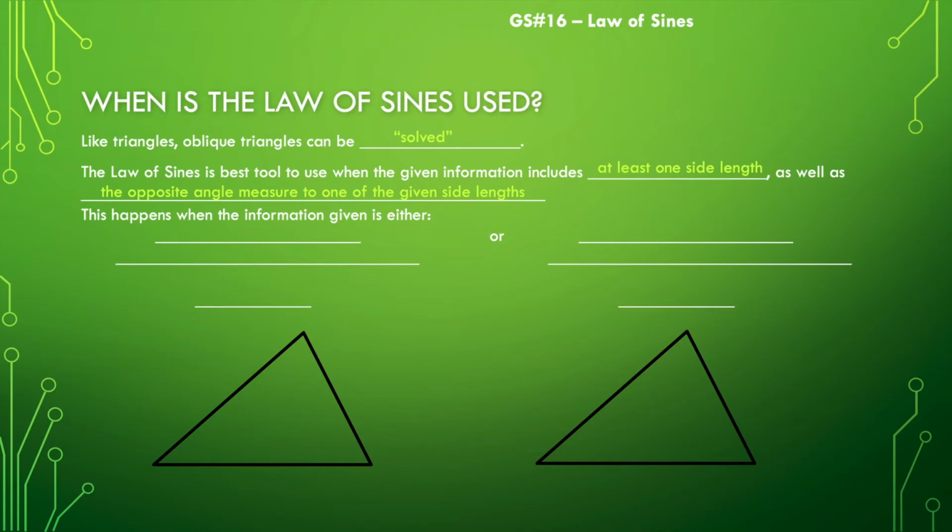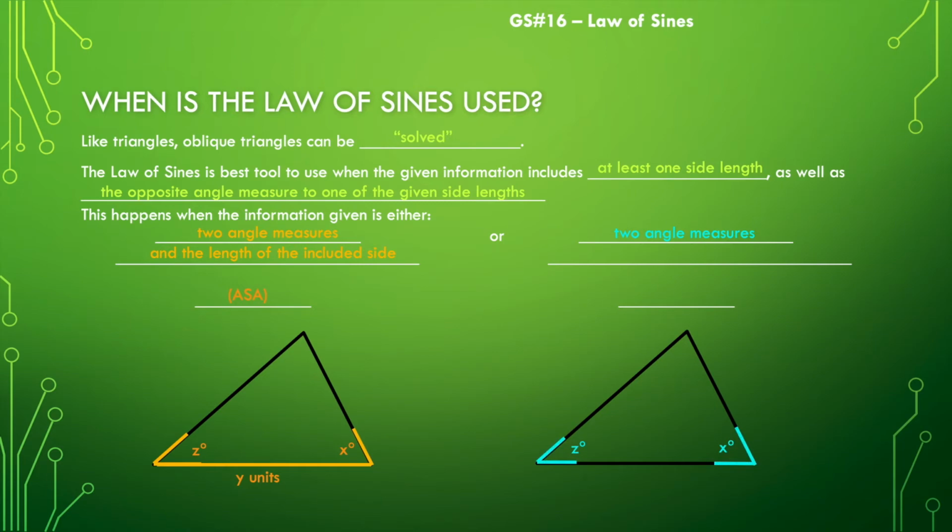Two of the cases that this happens with: when I have two angle measures, like these two, like z degrees and x degrees, and the length of the included side, that's an angle-side-angle case. Or I've got two angle measures, angle z and angle x again, and the length of a non-included side. Now, if this side is the included side, then the non-included side could either be this side or that side. And in either case, this is considered an angle-angle-side triangle.